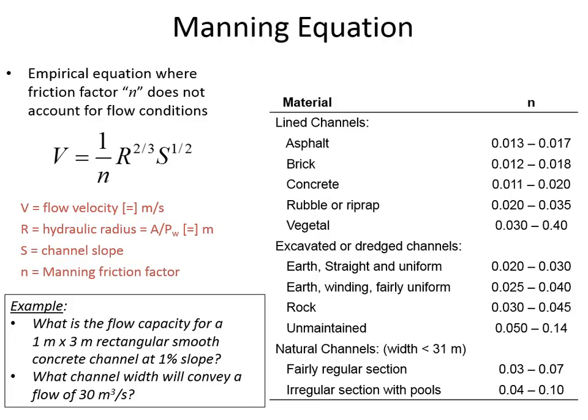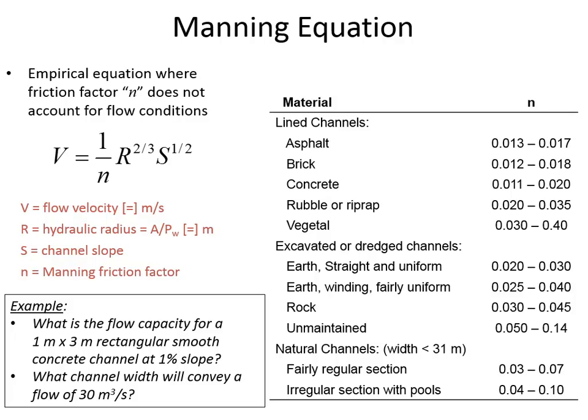So what I'm asking in the second part of this example is, how big should it be? How wide should it be? B equals what in order to have the flow depth still be equal to 1 meter, but now we want to have a flow rate of 30 cubic meters per second. Yeah, we're going to have an unknown value for B. So B actually exists in the hydraulic radius formula and the area formula.